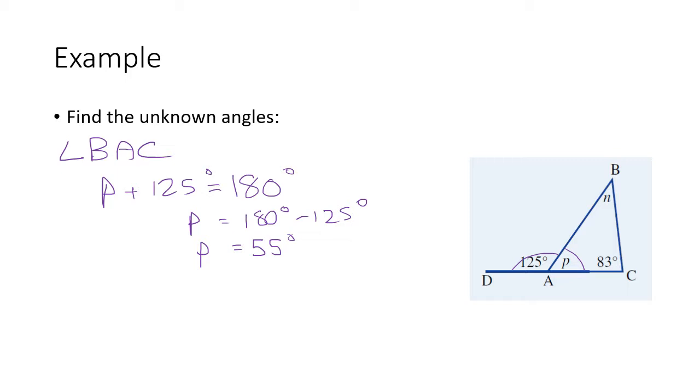Now, the other one that I want to find is the one with the value of n. Now, because I know the value of P, I could actually just work with the fact that P, which is 55, plus 83, plus n equals 180, and I could work n out that way.